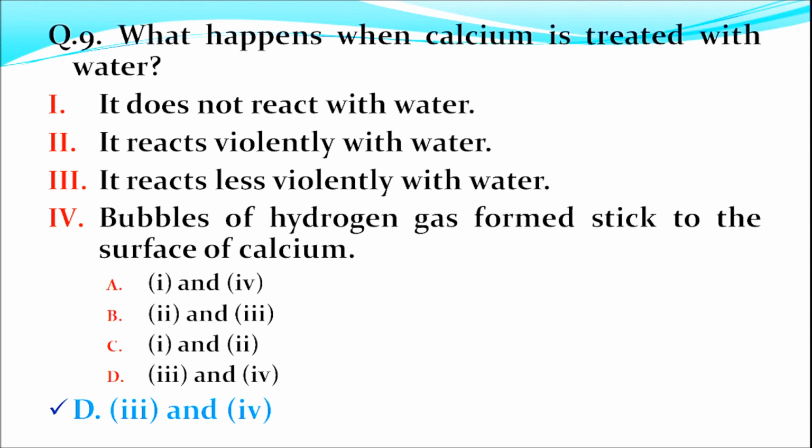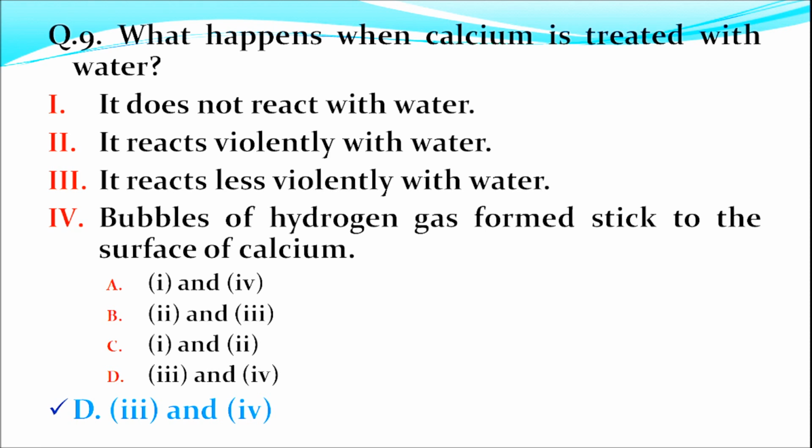Next question. What happens when calcium is treated with water? Option 1, it does not react with water. Option 2, it reacts violently with water. Option 3, it reacts less violently with water. And option 4, bubbles of hydrogen gas formed stick to the surface of calcium.